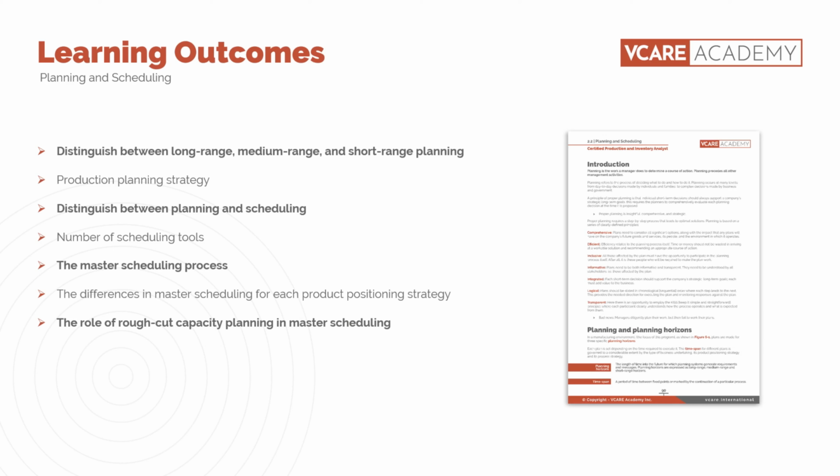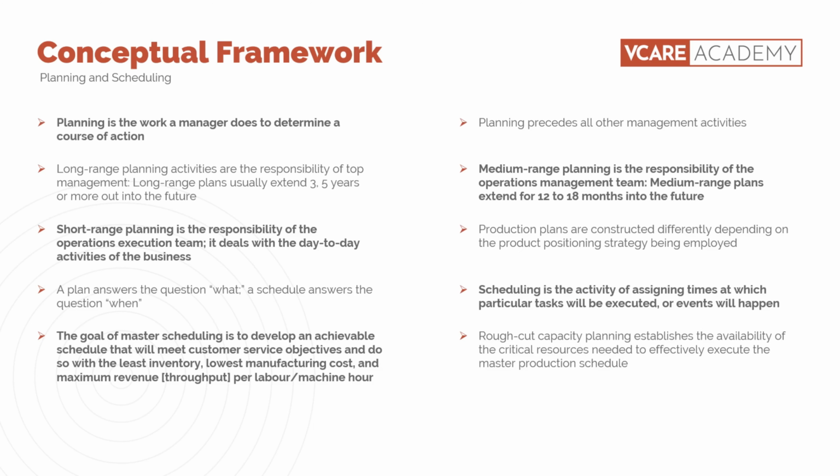So the learning outcomes for this module are going to be distinguish between long range, medium range, and short range planning, production planning strategy. We need to distinguish between planning and scheduling. A number of scheduling tools, the master scheduling process, the differences in master scheduling for each product positioning strategy, and lastly, the role of rough cut capacity planning in the master scheduling process. The conceptual framework in this module.